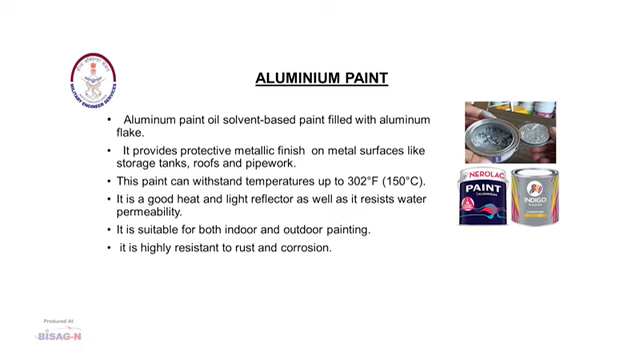It provides a protective metallic finish on metal surfaces like storage tanks, roofs and pipework. This paint can withstand temperature up to 302 degrees Fahrenheit, that is 150 degrees centigrade. It is a good heat and light reflector as well as it is resistant to water permeability. It is suitable for both indoor and outdoor painting. It is highly resistant to rust and corrosion.